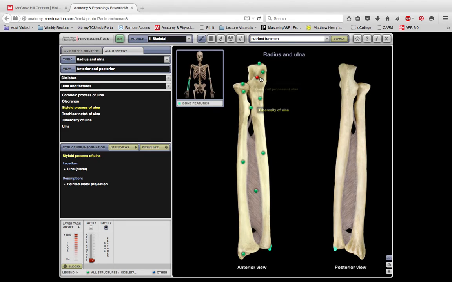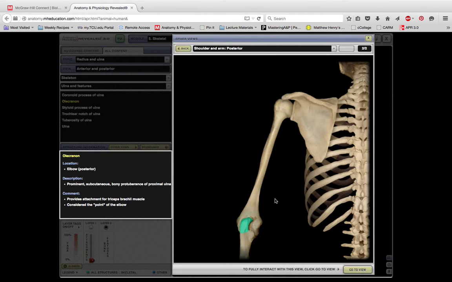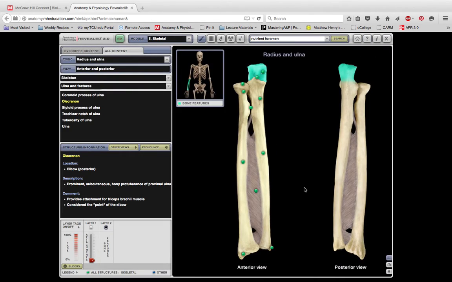Moving up here to the more proximal region, you can see what's called the olecranon, that large projection. This is what the olecranon fossa is going to be named for in the humerus. So you can actually see this posterior view. That groove would be the olecranon fossa of the humerus, and this would be the olecranon itself actually articulating into that groove of the humerus. That's what they're named for.